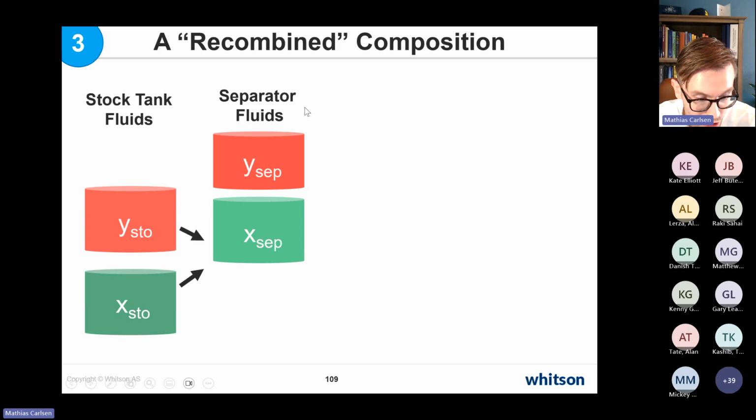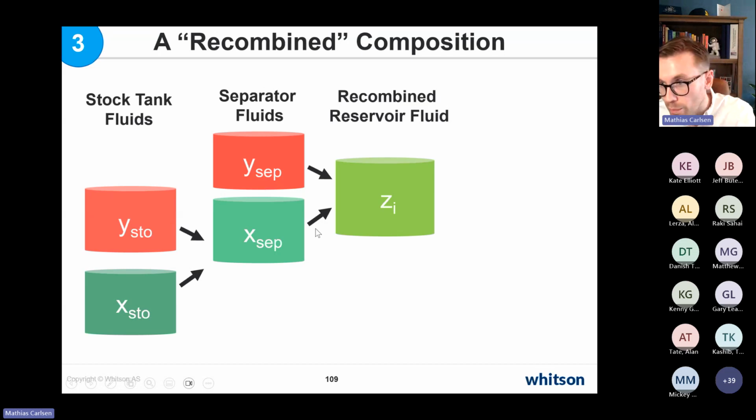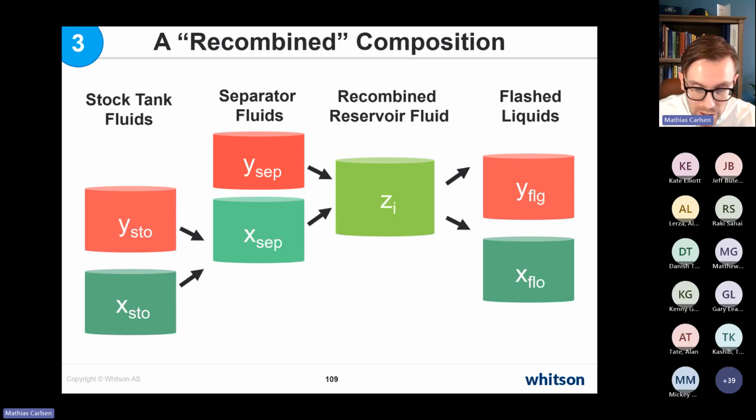The separator gas you can put straight into a GC and get a composition. So this one is measured, this one is measured, and this one is measured. Then you take this, which is calculated, and this, which is measured, and you recombine them into a reservoir fluid composition. Sometimes you then take this reservoir fluid composition and flash it back to stock tank conditions at a certain GOR. This is a quality test that the labs are doing. So you do a recombination this way and a recombination this way to see if they are similar or different.